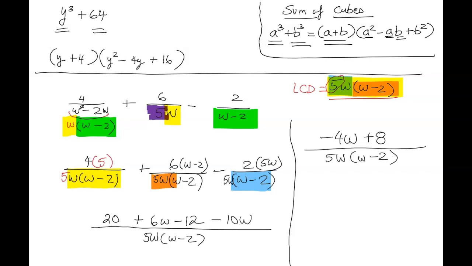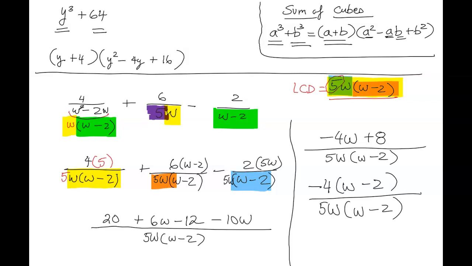Okay? All right, so I see something that I could do here, because I want to simplify this. Just by looking at this, it's kind of hard. But if I factor out the negative 4, for example, I get negative 4 times w minus 2. Okay? So it's not that obvious, but you have to work it out to see if there's something in common. So negative 4 times w is negative 4w, and negative 4 times negative 2 is positive 8. Okay, so it works out. So over 5w times w minus 2.